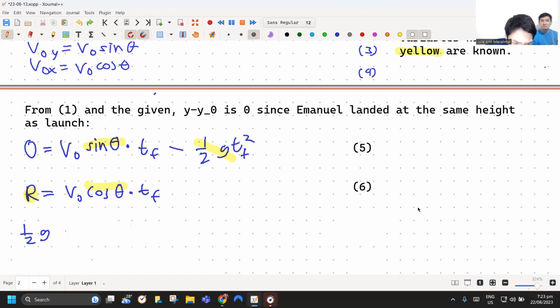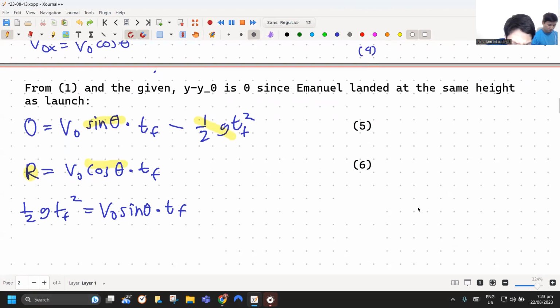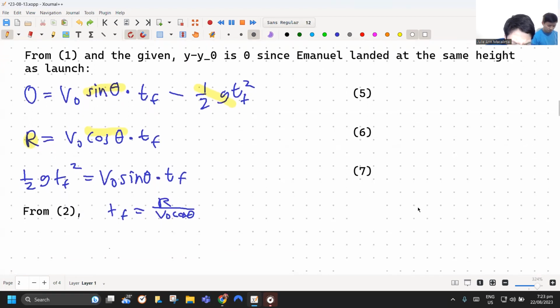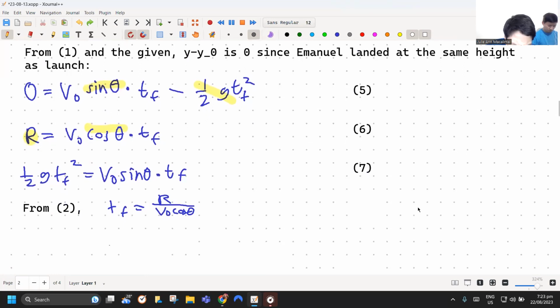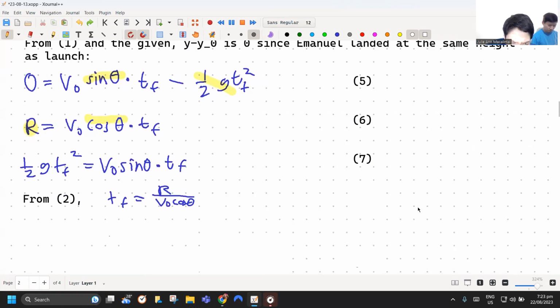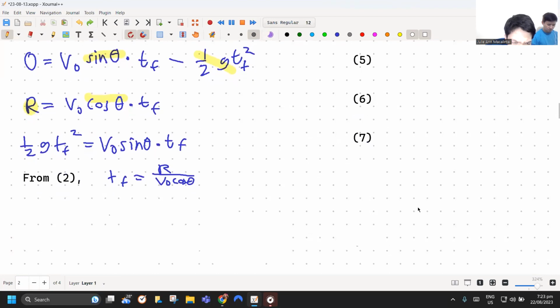For equation 7, we'll be needing to isolate v0 because we will need velocity later on. So now we're going to isolate the start velocity slowly. Actually, we have isolated t f first because we do not need to isolate v0 right now. We can do that later. So t f is equal to the range over v0 cosine theta. So now we have an expression for t f.